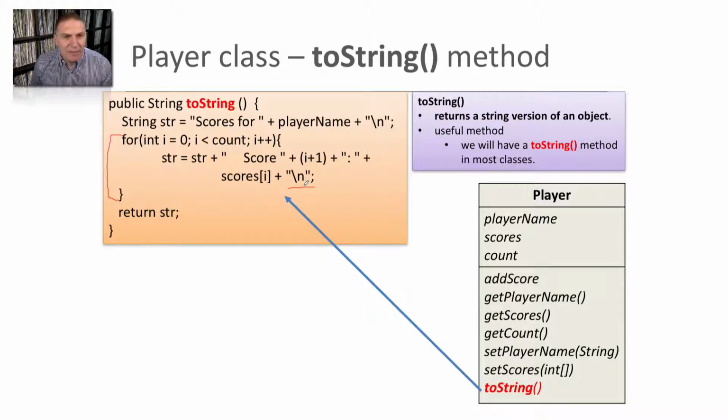So rather than printing out, you notice all this is doing is building up a string, and then that string is being returned from the method. So wherever toString is called from, what comes back is an actual string, and then that can be used in different ways once it goes back.